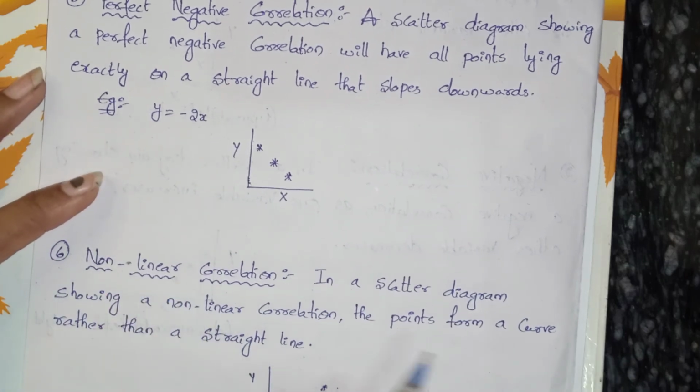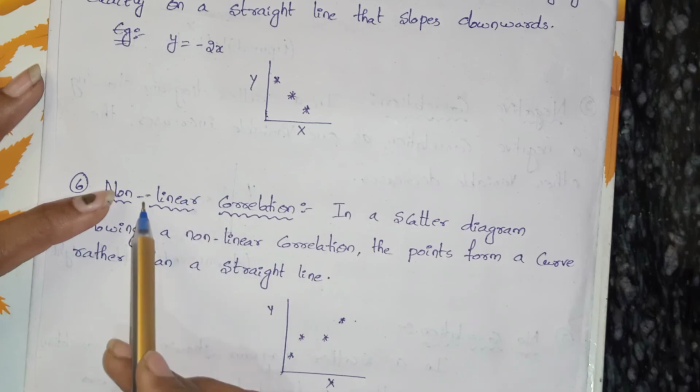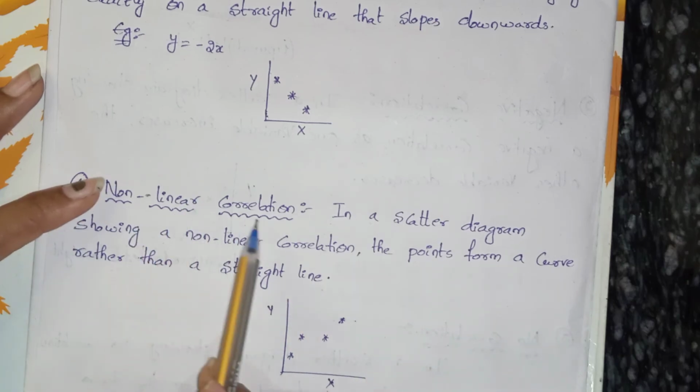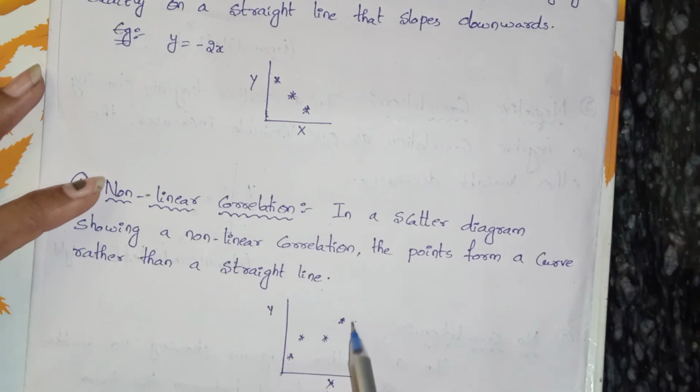Next, non-linear correlation. Linear in the sense nothing but a straight line. Non-linear correlation in the sense, it is not in a straight line, it will be curvilinear. That means up and downs. The graph will be up and downs.